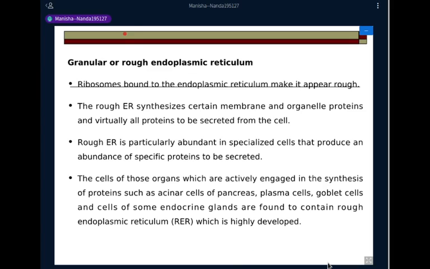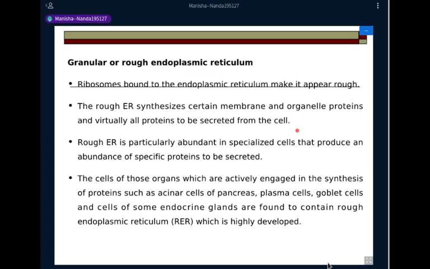Then the next type is the granular or the rough endoplasmic reticulum, also called the RER, because it has ribosomes bound on its surface that makes its appearance rough. The rough ER synthesizes or helps in the synthesis of certain membrane and organelle proteins and virtually all proteins that are to be secreted from the cell.